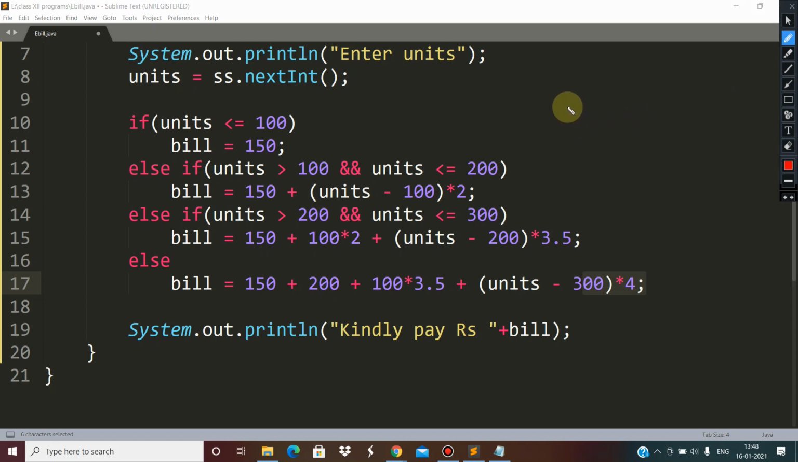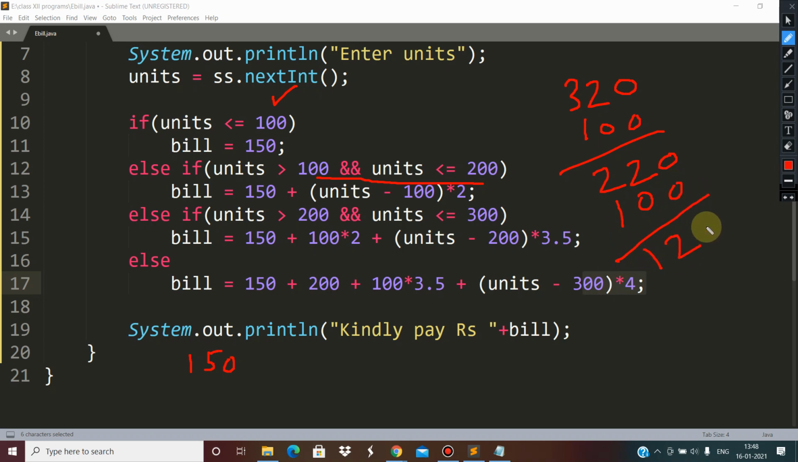I am just giving you one example. Please wait. Children, suppose any customer consumes 320 units. So what will happen? For the first 100 units, 150 rupees. So here I am just writing the bill. So 150. And immediately you have to subtract 100. So now 220 units are left. Now for the next 100 units, rupees 2. So now 120 units are left. And for the next 100 units, it is rupees 200, because 100 into 2.